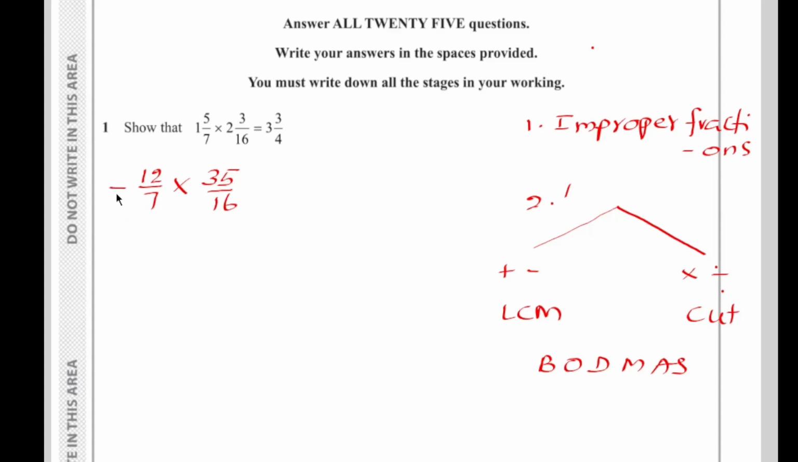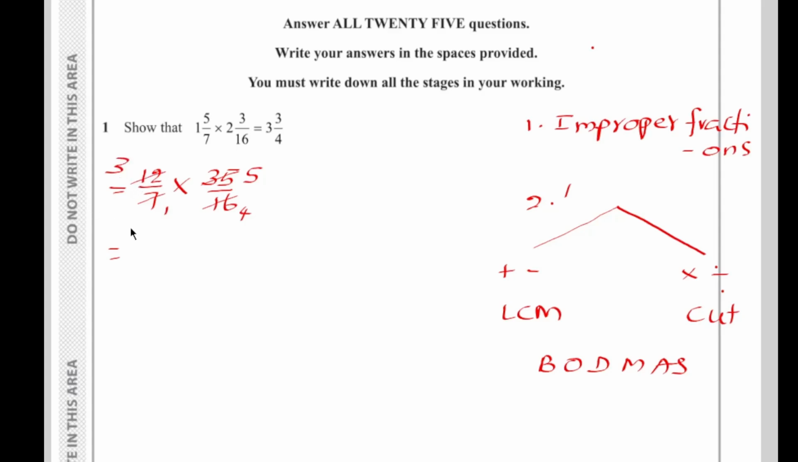After that, check whether any cancellation or cutting is available. When cutting, we never cut on the same level. It means numerators you can't cancel out. You need to cut up, down only. So let's cut up, down. 7 times 1, 7 times 5. 4 times 4, 4 times 3.